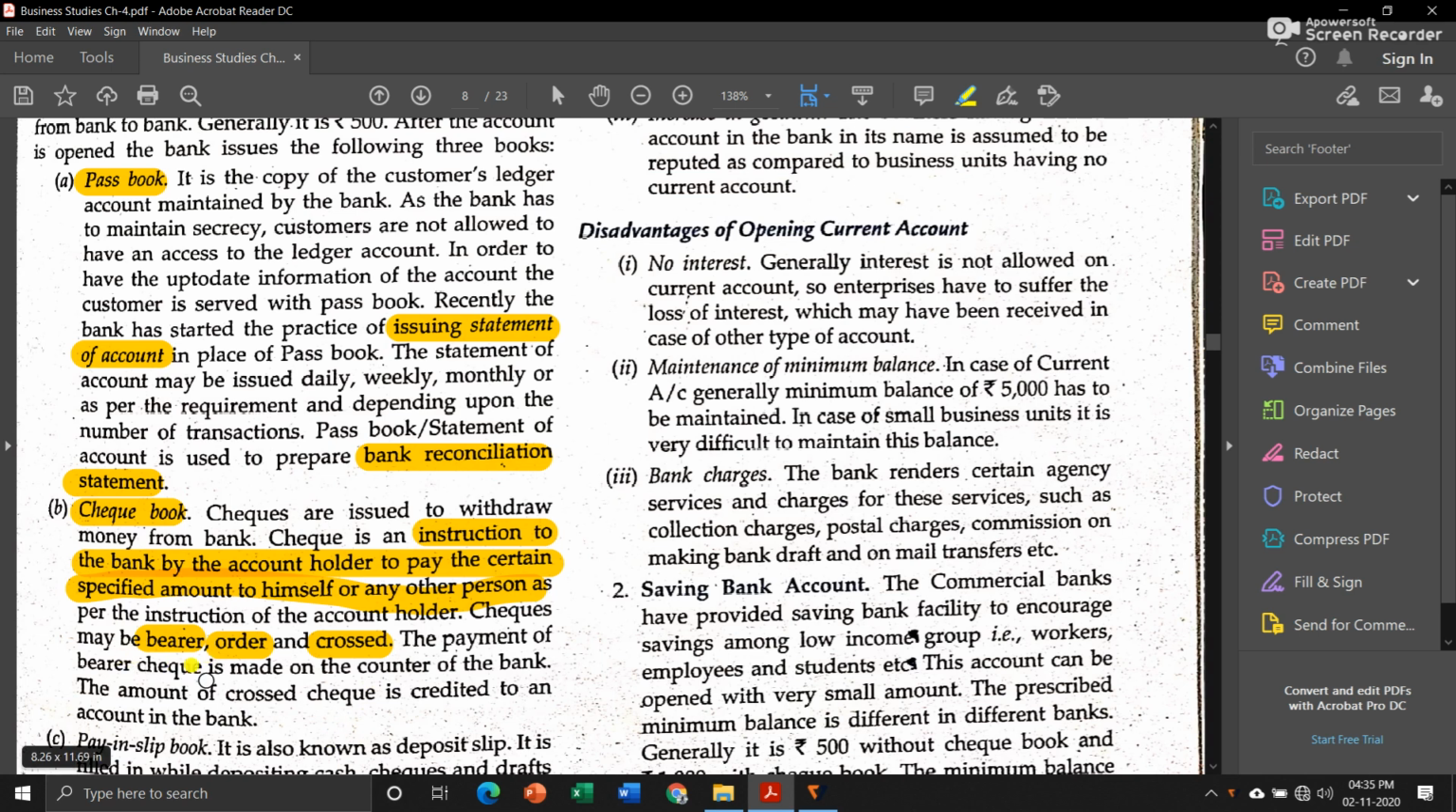The payment of the bearer check is made on the counter of the bank, meaning bearer checks are paid on the counter of the bank itself. The amount of a cross check is credited to an account in the bank.